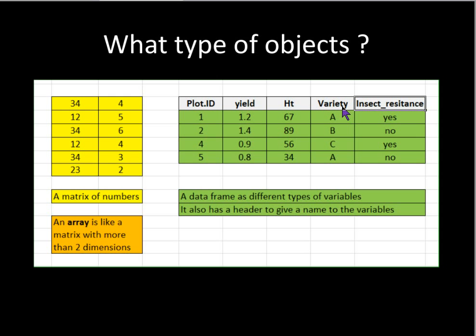Here, we're now moving on from just having a matrix of data to, in fact, a data frame. Now, this is more what we're probably used to seeing. We have a spreadsheet, we have a plot ID, we have some variables on yield, which are numeric, height is numeric, we have varieties, and we might have something like a category, whether it's insect resistant or not. So in a data frame, there's two things. We have different types of variables, different columns, and we also have a header which gives us names.